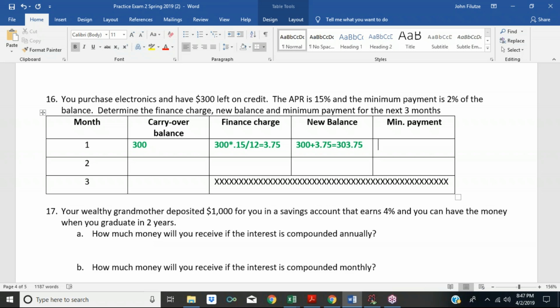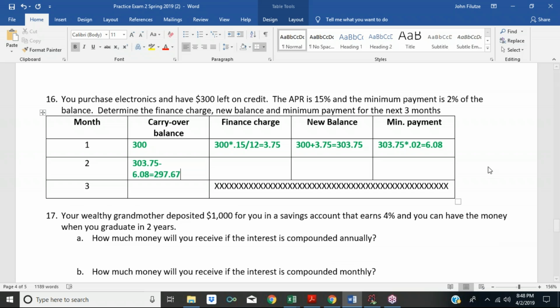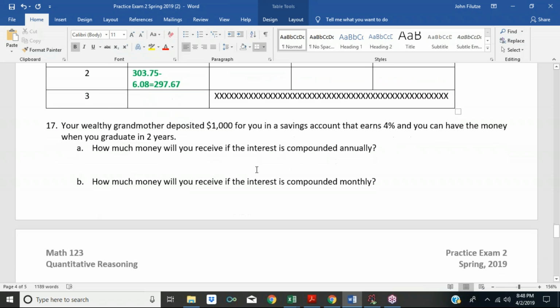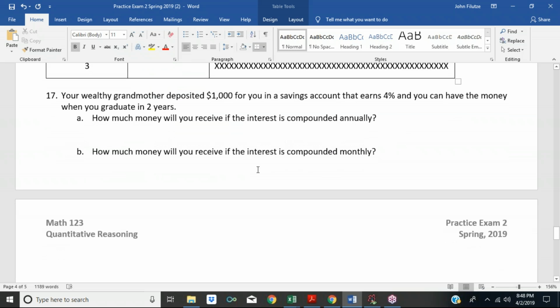and then the minimum payment is going to be 2% of that, so it's going to be 303.75 times 0.02, which is $6.08. And then the carryover balance is going to be 303.75 minus the payment, 6.08. All right, and we continue that pattern. Number 17, and I'll go back to that and finish it if we have time.